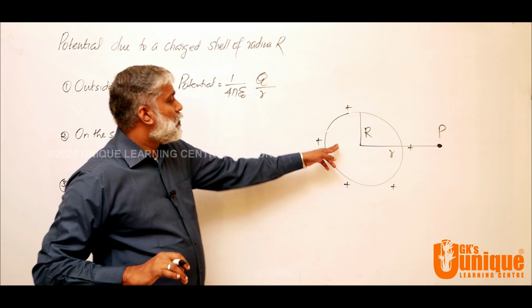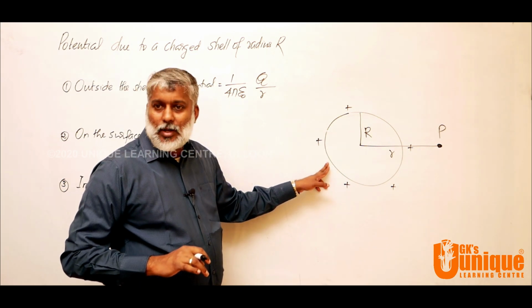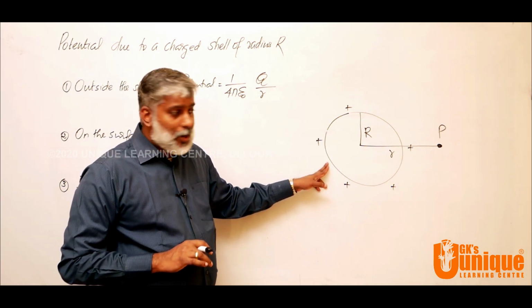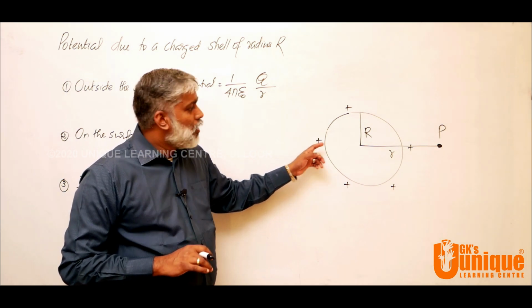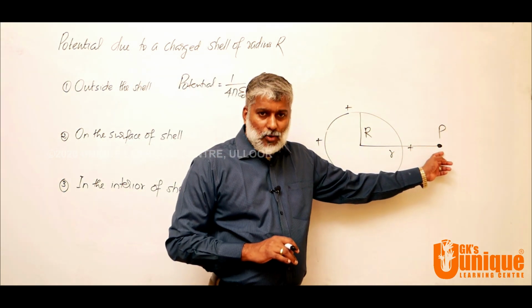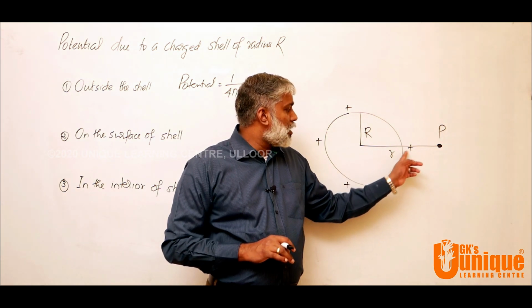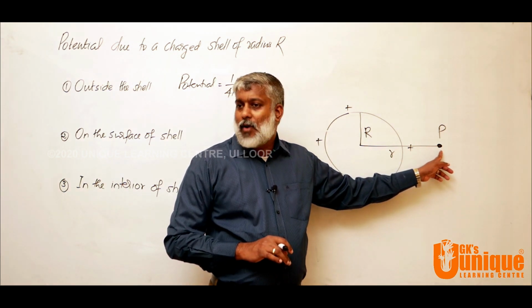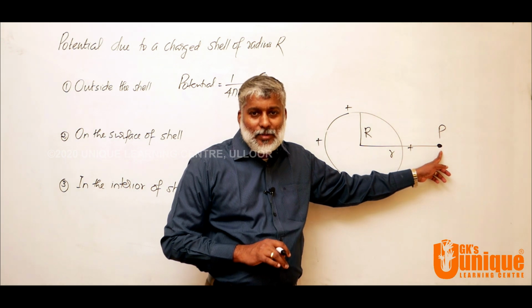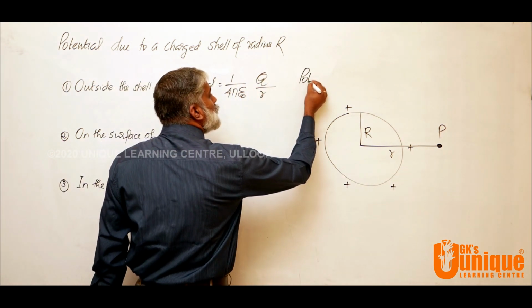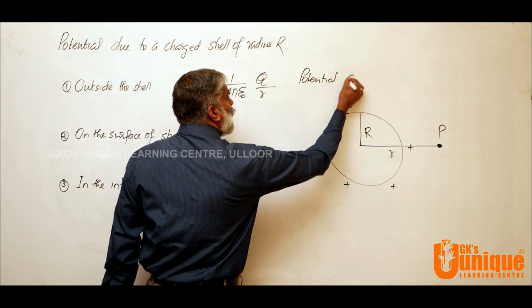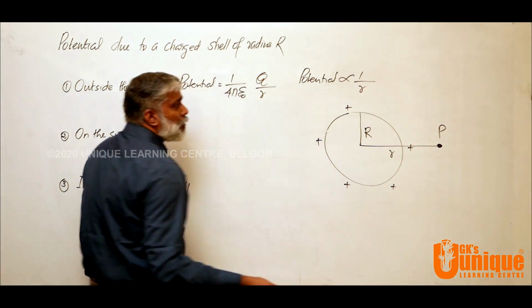See, this is a charged shell. What is the radius of the shell? Capital R. Charges reside on the surface. What is the total charge given? Capital Q. We consider a point P outside. What is the distance to the point? Small r. What is the potential here? 1 by 4 pi epsilon 0 Q by small r. So, very clear, potential is inversely proportional to r. Am I right?